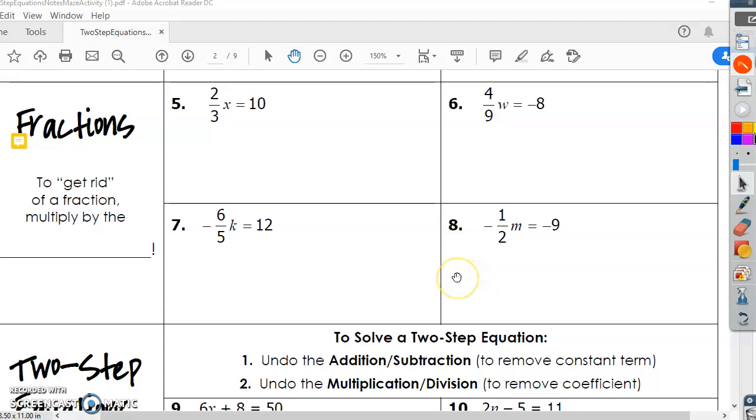Hi everyone, this is my second video on equations. Remember, we learned a little bit about one-step equations, we reviewed one-step equations, and now we're going to be working with two-step equations. So I'm just going to go ahead and recap a bit.